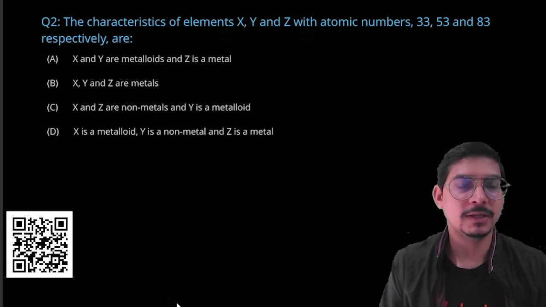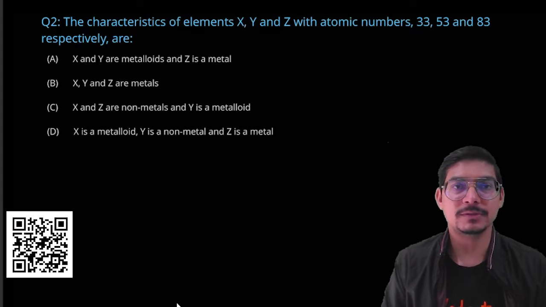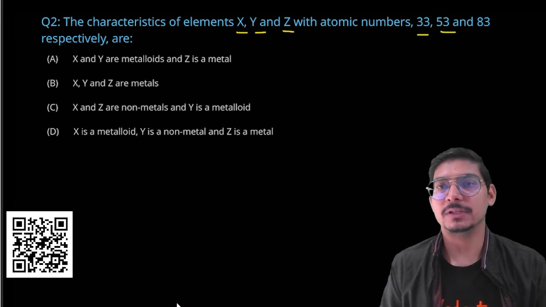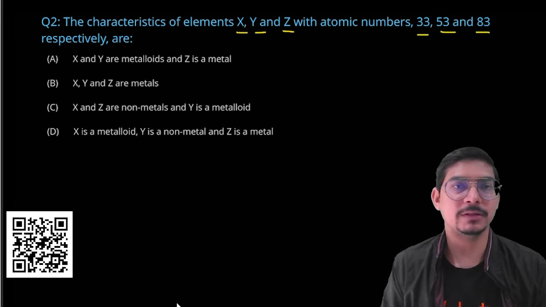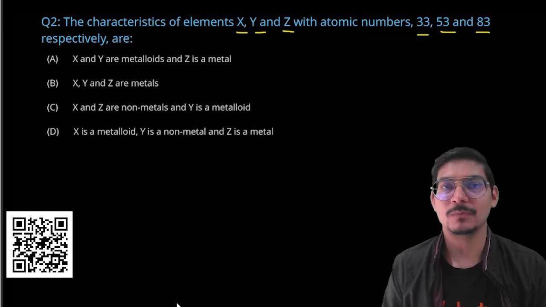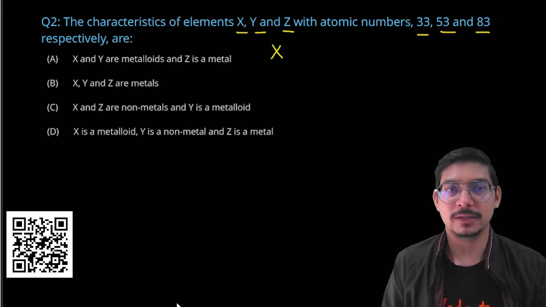Hi everyone. In this question, we are given three elements X, Y, and Z, which have the atomic numbers 33, 53, and 83 respectively. And we have to tell the identity of these elements as to whether they are metals, metalloids, or non-metals. Let us look at the element X. It has the atomic number 33. Now the element with the atomic number 33 is arsenic, which is actually a metalloid. So arsenic is a metalloid.